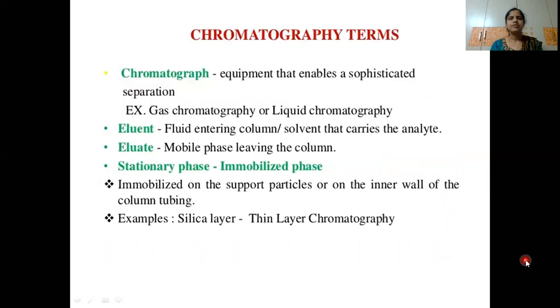Now, let us see what are the different terms which we come across in chromatography. The first term is chromatograph. The chromatograph is the equipment that enables a sophisticated separation. As I said, there are different separation techniques, and each individual chromatography technique should have some equipment. That equipment is known as chromatograph. Then the other word is eluent. Eluent is the fluid which is entering the column, or the solvent that carries the analyte. Analyte means the sample, or the mixture which contains the components.